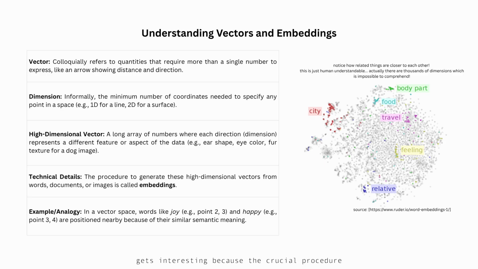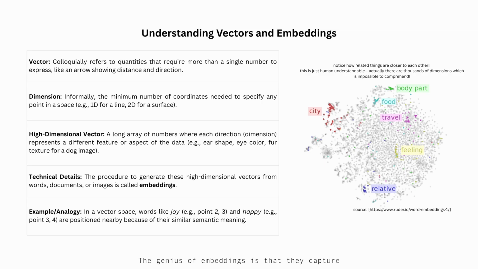Here's where it gets interesting, because the crucial procedure of creating these numerical representations is called an embedding. Machine learning models, such as specialized embedding models like CLIP for images and Claude for text, generate these vectors by extracting progressively more abstract features from the raw data.